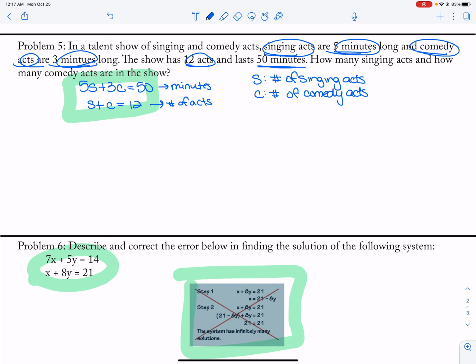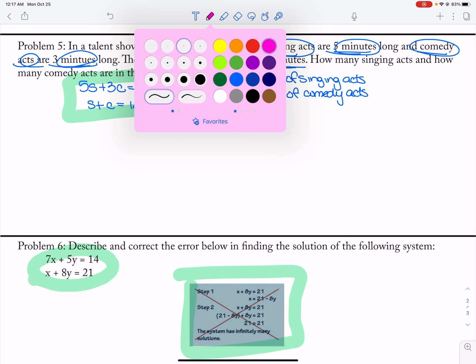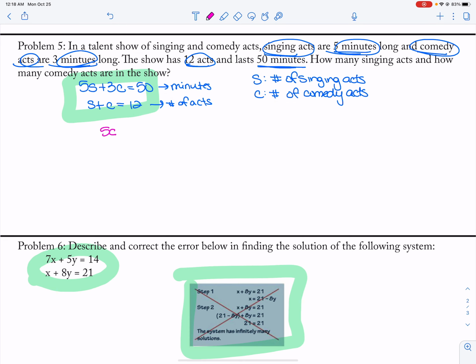So again, I'll change colors here. I have 5S plus 3C is equal to 50, and S plus C is equal to 12. So I can use elimination. I can use substitution in this case. The only time I really wouldn't use substitution is if I was going to have to deal with fractions. If any time I had to deal with fractions, I probably would avoid substitution. But here I could take my bottom equation. It doesn't matter. Eliminate C, eliminate S.